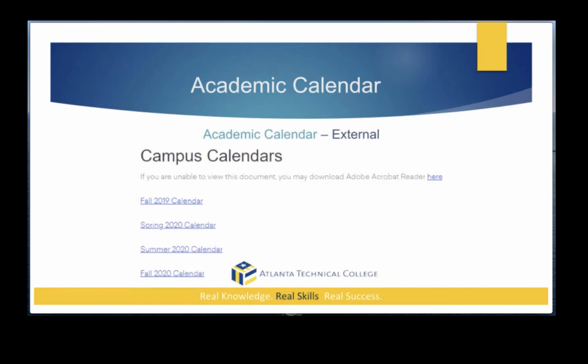The external version of the calendar will be published on the college's website. In the search box, type in calendar, and you will be directed to the campus calendar page. This page will list all of the active semester calendars that have been published to the website.